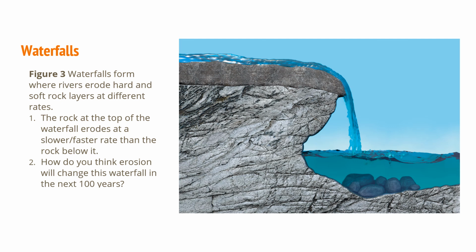Waterfalls. Figure 3. Waterfalls form where rivers erode hard and soft rock layers at different rates. The rock at the top of the waterfall erodes at a slower rate than the rock below it. How do you think erosion will change this waterfall in the next 100 years? The waterfall will move upstream as water continues to erode rock and layers.